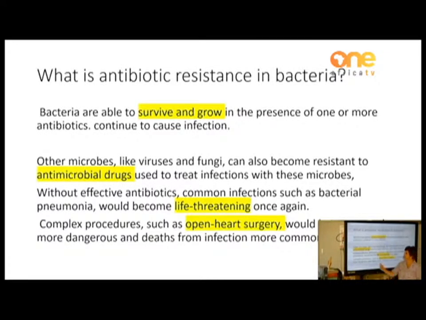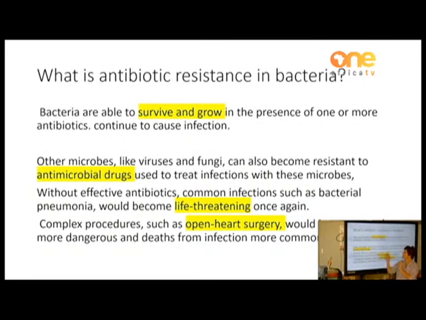We must remember other microbes like viruses and fungi can also become resistant to other antimicrobial drugs. A microbe is a microorganism, and there are various drugs made to kill viruses, fungi, and bacteria. Antibiotics only for bacteria. Remember that.